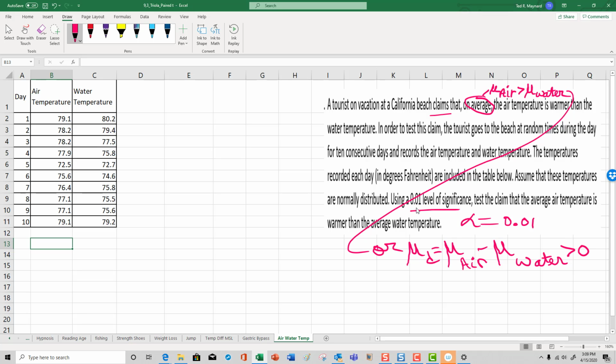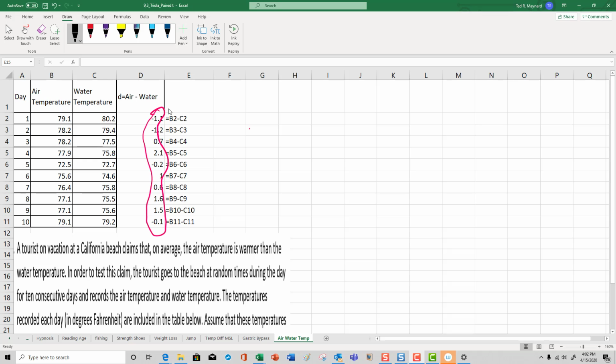Using a 0.01 level of significance, or alpha is 0.01, test the claim that the average, now that means mean, because technically average can be mean, median, or mode, the average or mean air temperature is warmer than the average water temperature. We set up the subtraction order as follows. The difference is between the air and the water temperature. So that would mean that if the air temperature is greater than the water temperature, these would be positive numbers. And you can see that for the most part there are.